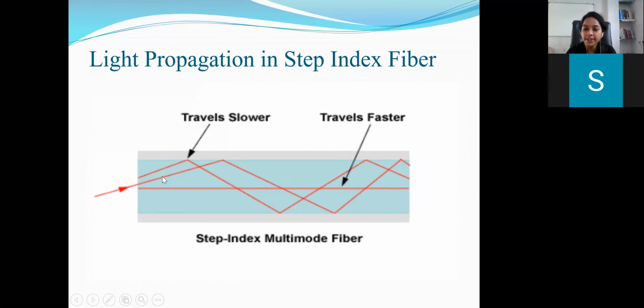Okay, the light is traveling from all directions, from this direction, from this direction, it can travel from this direction also. Okay, so this travels slower and this travels faster. Means the single mode light ray will travel faster. Look at this, if it does not reflect, it will travel faster, but up to a limit only.